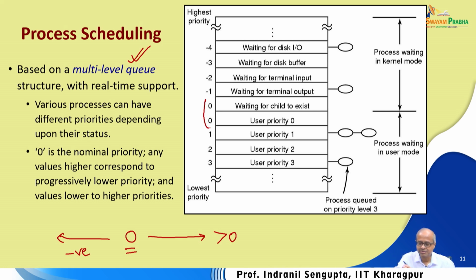In the diagram on the right, some example queues are shown. The user priority is 0. This is for processes which are not that important, like user processes, which by default start at priority level 0, or a process waiting for a child to exit, which is also assigned priority 0. But if a process is waiting for some IO devices, like terminal output or disk IO, it may have higher priority.